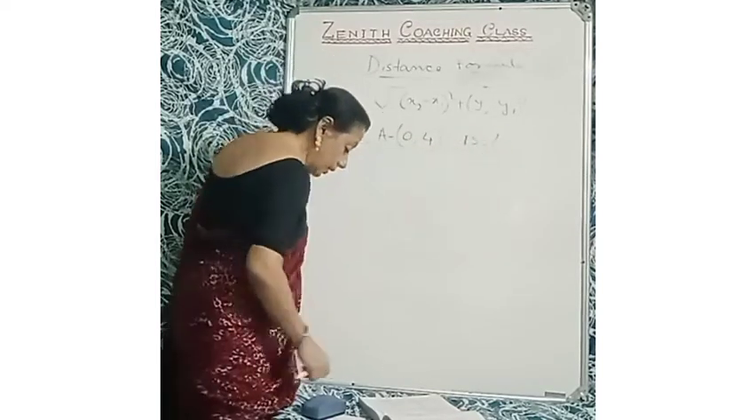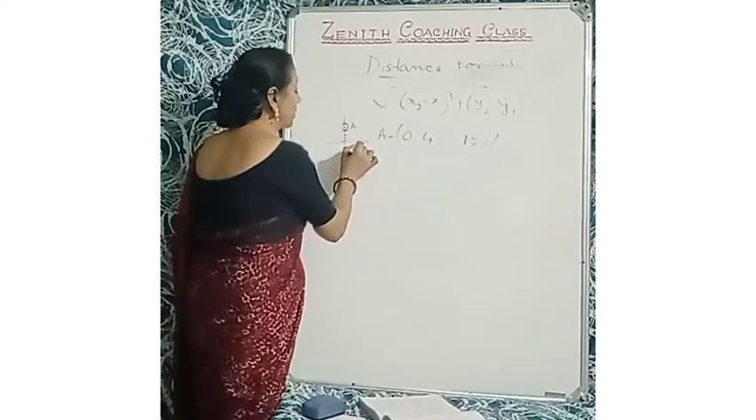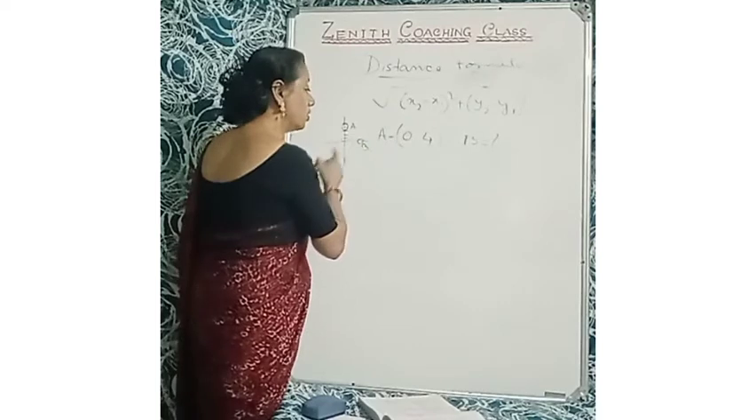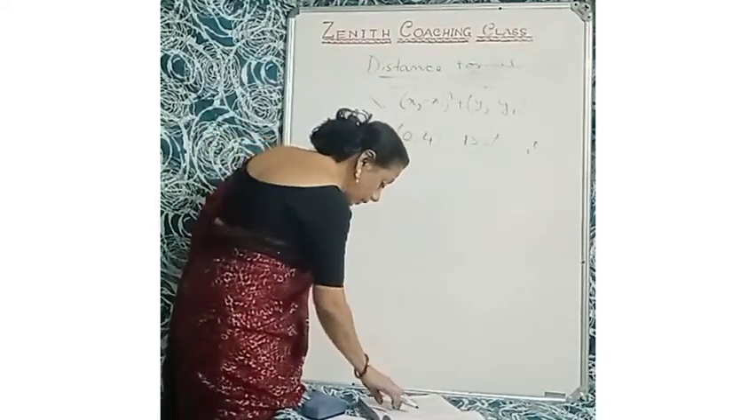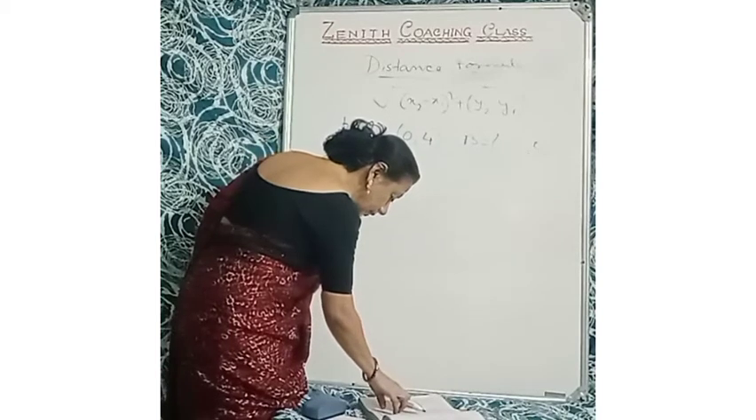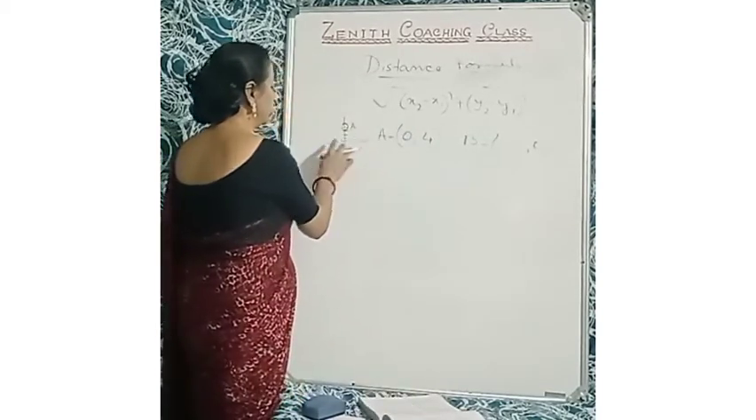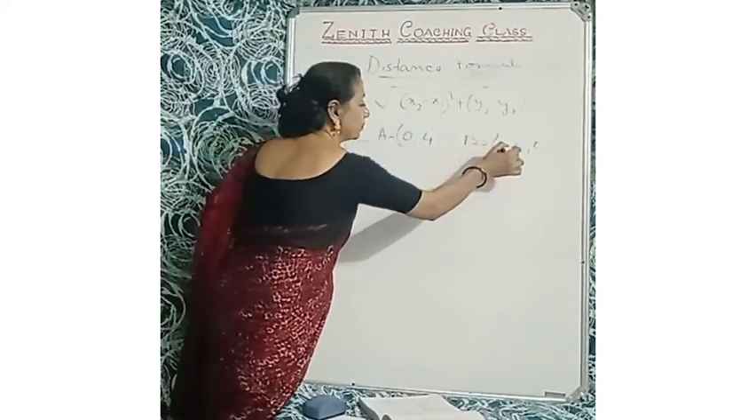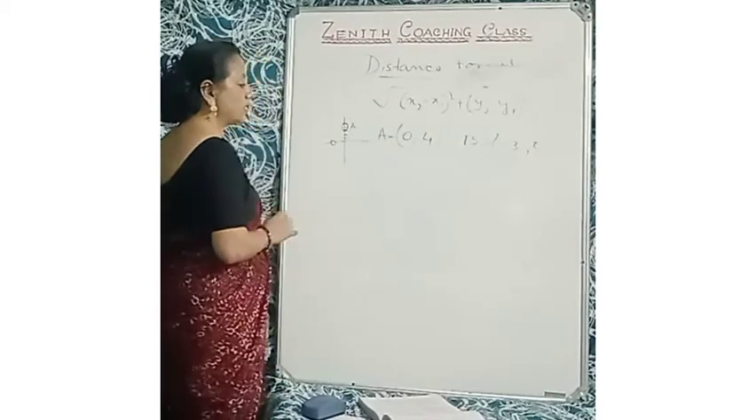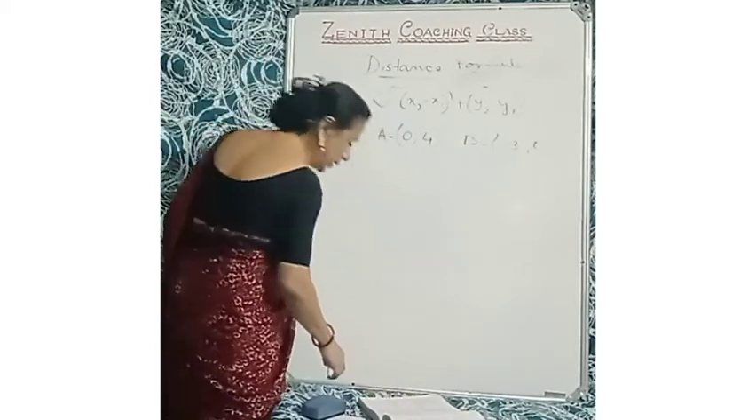What about B? B is a point on the x-axis, so y is 0. B is a point whose abscissa is minus 3. So B is not here, B is here, minus 3. So what is the distance between A and B? Find the distance of the line segment AB.